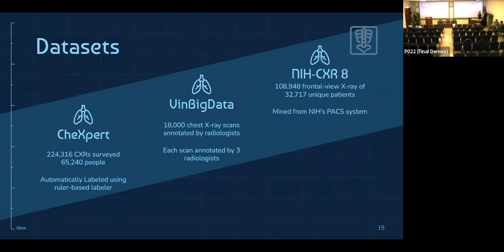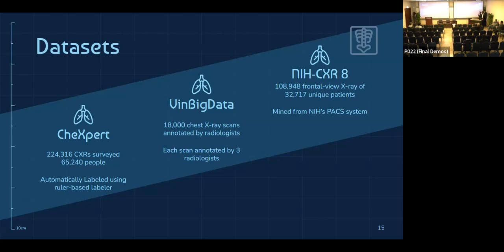So for the datasets, we obtained 3 datasets. CheXpert, which is composed of more than 200,000 chest X-ray images. These images were automatically labeled using a rule-based labeler. And we have also VinBigData, which is the most recent one. It contains more than 18,000 chest X-ray scans. Each scan is annotated by 3 radiologists, except for the test set, which was annotated by five radiologists. The last one is NIH, which I mentioned earlier.